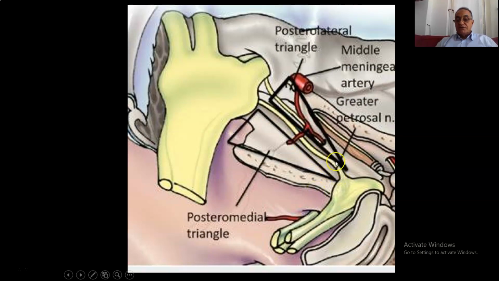Again, this is the right side, and this is the geniculate ganglion of the facial. You have the directions. It goes from the internal auditory canal laterally, then backwards and downwards. When it changes its direction from laterally to backwards, we have the geniculate ganglion, and from it we have the greater superficial petrosal nerve on its way to the pterygoid canal. And what is medial to the greater superficial petrosal nerve is the Kawasi triangle, and what is lateral to the greater superficial petrosal nerve is the Glasscock's triangle.